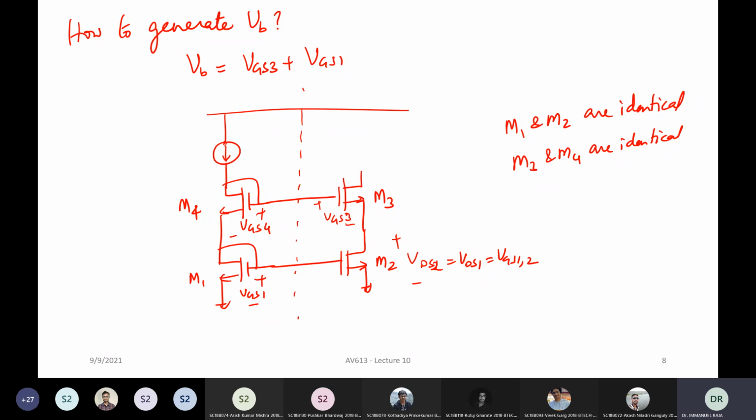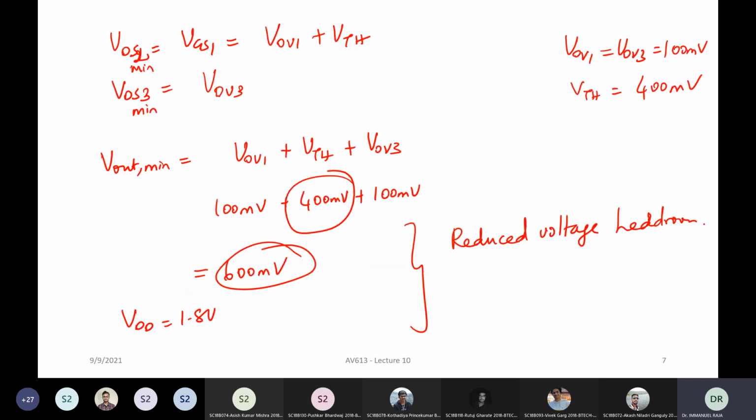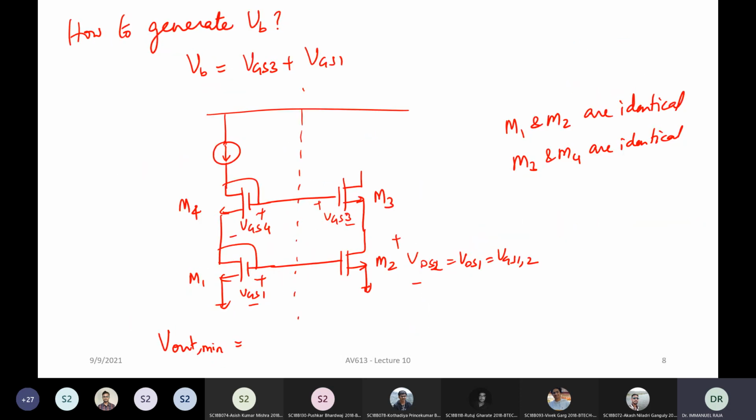Now, as I mentioned, we have this problem. This is a very straightforward way of generating your VB, and it has this particular problem that you have this in the Vout min expression. The previous Vout min expression, you basically have this threshold voltage. So you have VOV2 plus VTH plus VOV3. Now, you have to somehow get rid of this threshold voltage term. The moment you put transistors, there is no other go.